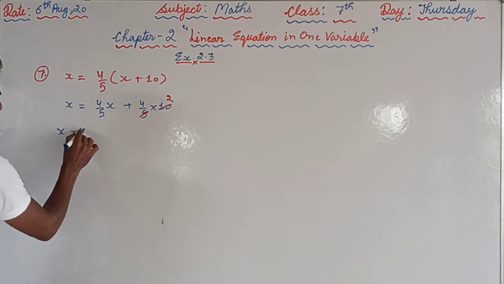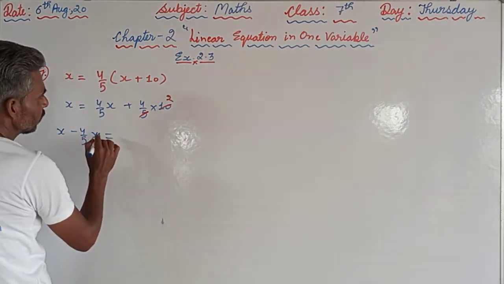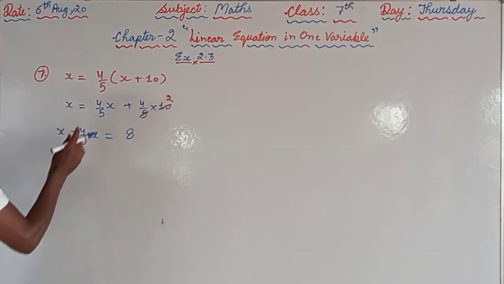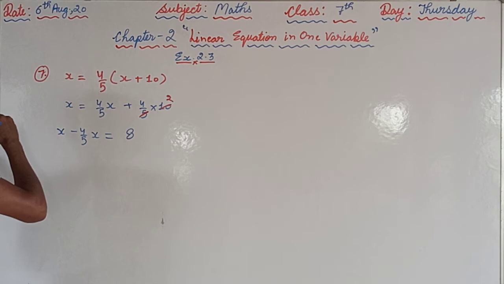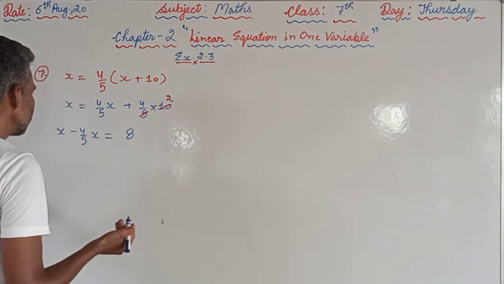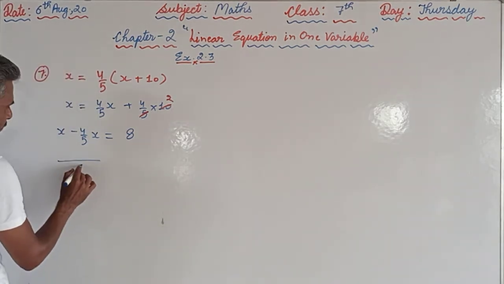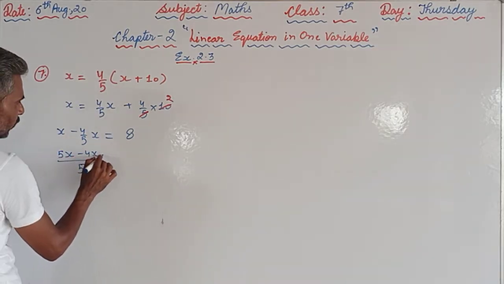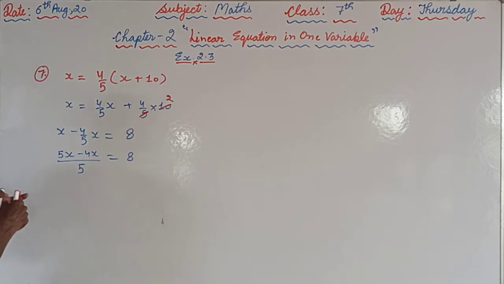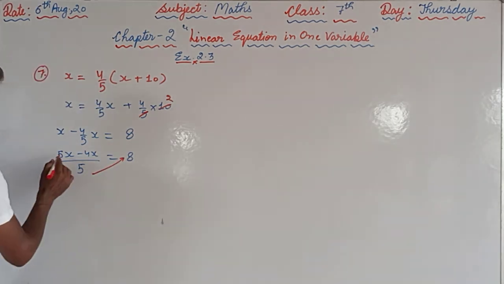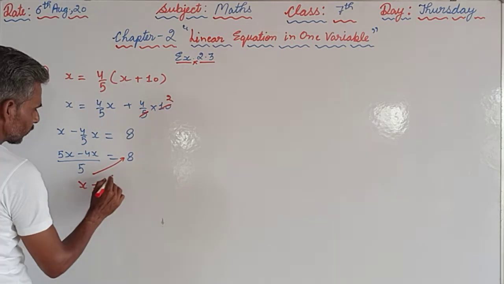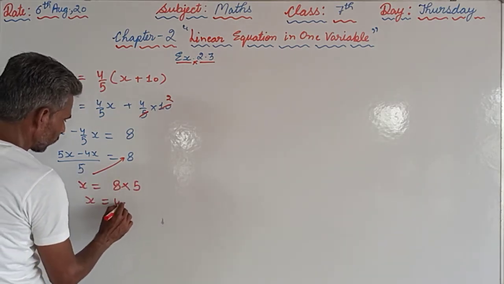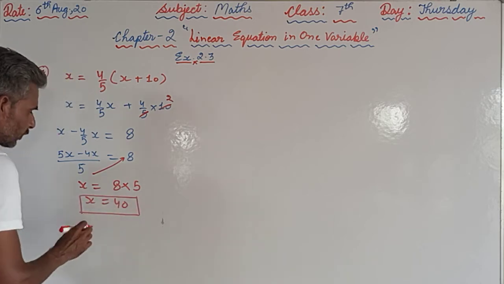So x minus 4 upon 5 x is equals to 4 to the 8. Now 4 upon 5 became negative when it was transferred from the right hand side to the left hand side. So now we will take the LCM. 5 into x, 5x minus 4x is equals to 8. Now we will cross multiply, 5x minus 4x, that is x is equals to 8 into 5, x is equals to 40. So the value of x is 40 here.